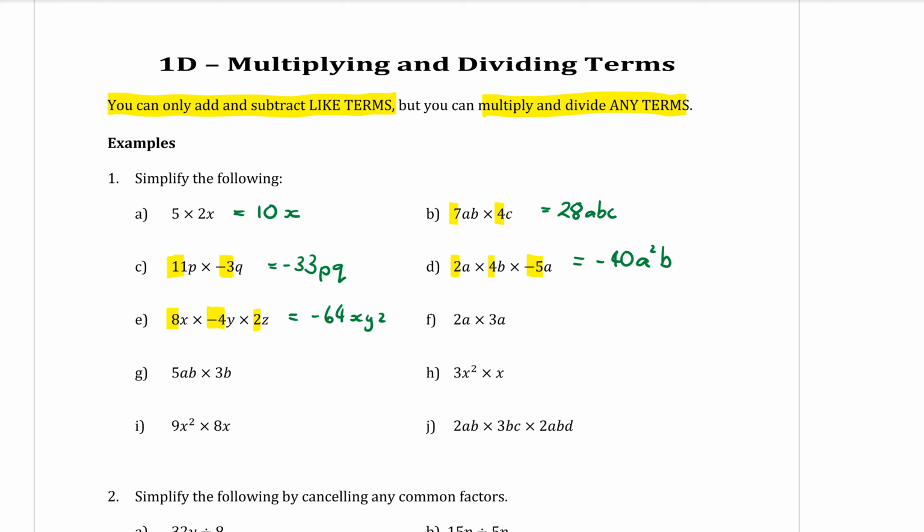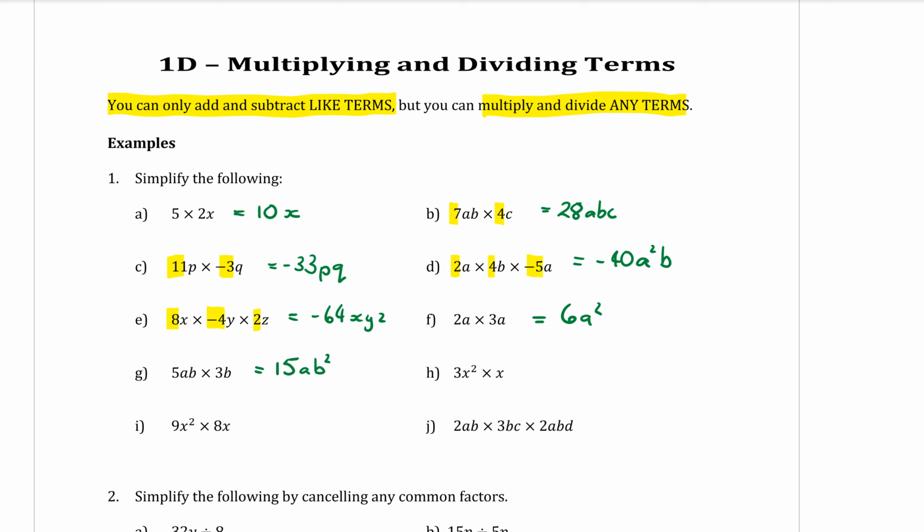F. 2a times 3a. Multiply the numbers. 2 times 3 is 6. And then the letters, a times a, we're going to make that an a squared. G. Doing the same thing over and over and over again. Multiply the numbers. 5 times 3 is 15. And collecting up the letters, there's 1 a, but there's 2 b's. So that means the b is going to be squared. a, b squared.